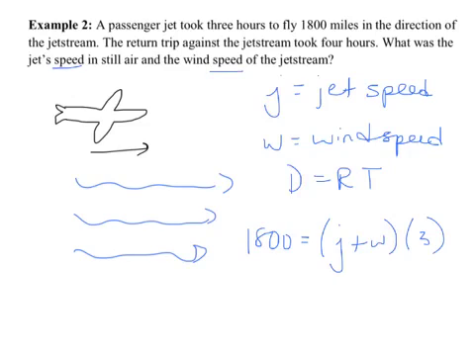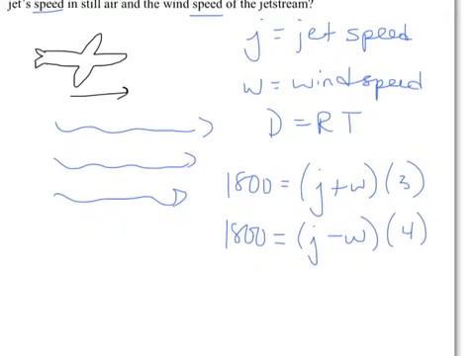But on the way back, still 1,800 miles, same trip on the way back, it took 4 hours. And we know that now the wind pushed against the jet. So if the jet were 400, now we'd have to subtract the wind speed from it. So these are our systems of equations that we're going to get from this problem. And now we can just solve.